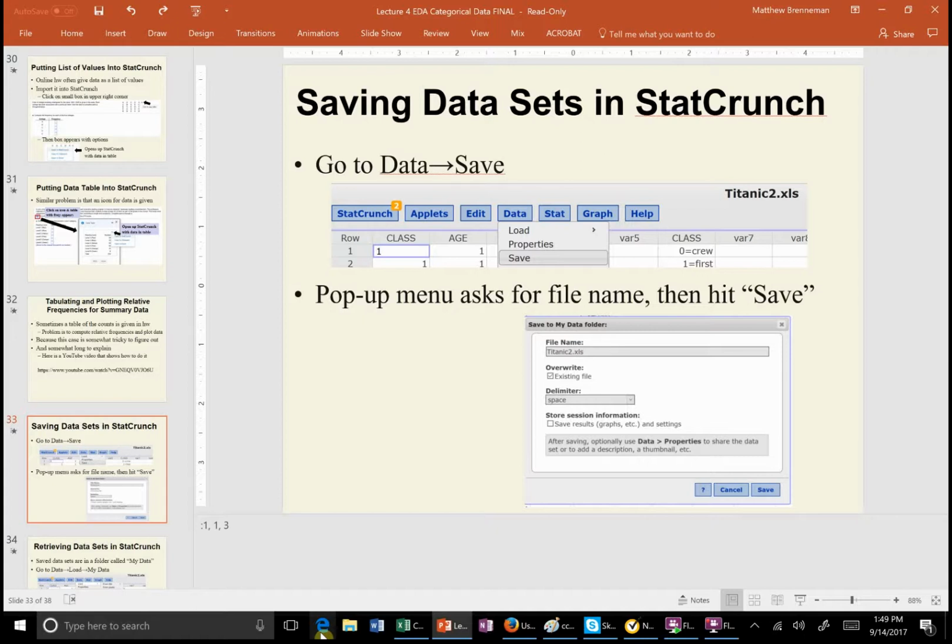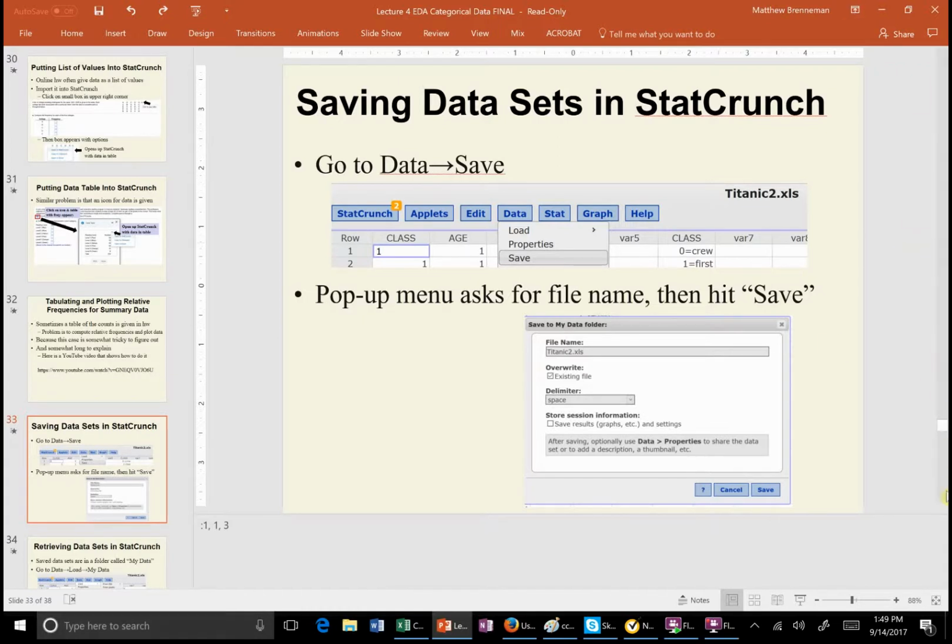And that will save it in StatCrunch. So StatCrunch is kind of like the cloud. It will have a permanent copy of that data set. Again, this is a good thing to practice. Even though you won't need it, this is a good thing to practice, because after you save it, what are you going to want to do? You're going to want to retrieve it, right?